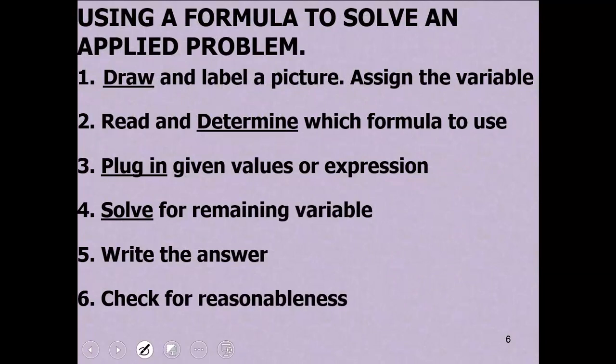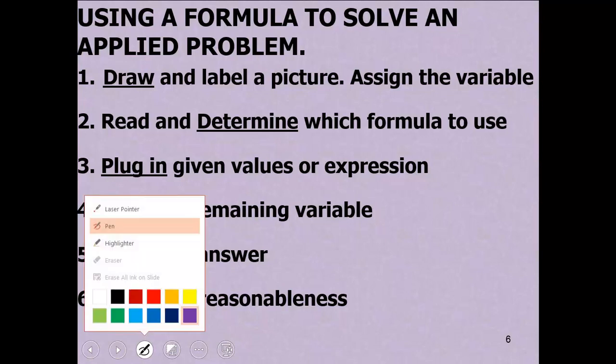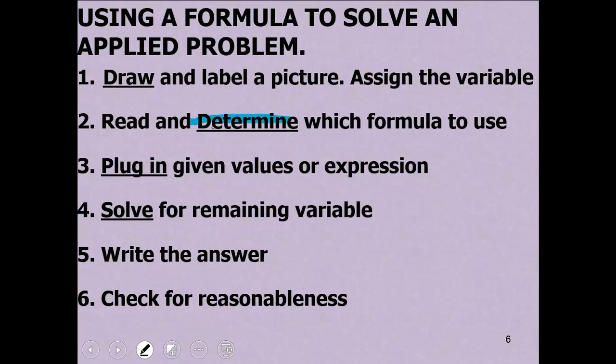Just like we did last night, when we're using a formula to solve an applied problem, I want you to draw and label a picture. Then assign the variable. You're going to read and determine what formula to use. Again, your formulas are going to be listed in the front cover or the back cover of your book. Plug in values or expressions that you know. Solve for your remaining variable. All right? Write out the answer and check for reasonableness.